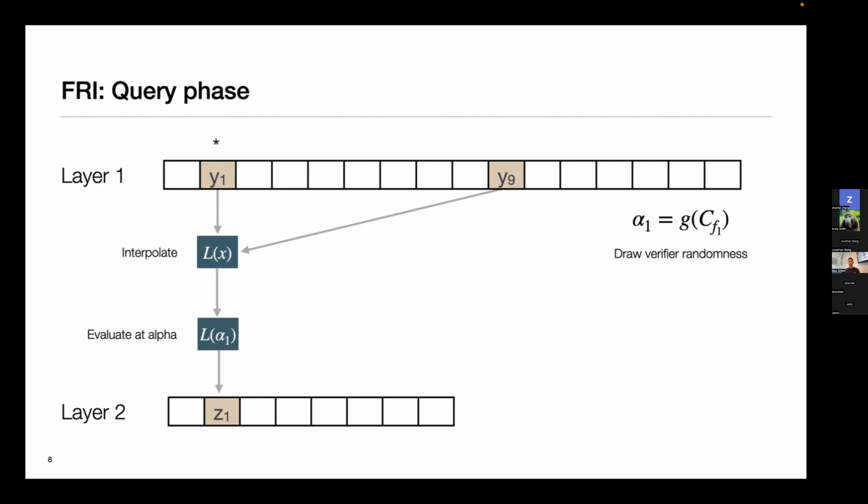So what's going on here is the prover commits to a bunch of layers, and then draws a position and proves that they've done the folding correctly. And this is from layer one to layer two. We can again repeat this process: fold the position in layer two, and then again interpolate, evaluate at alpha two, and compare with the point in layer three.